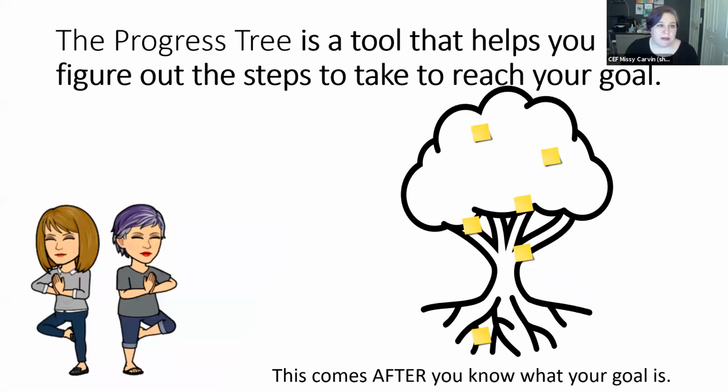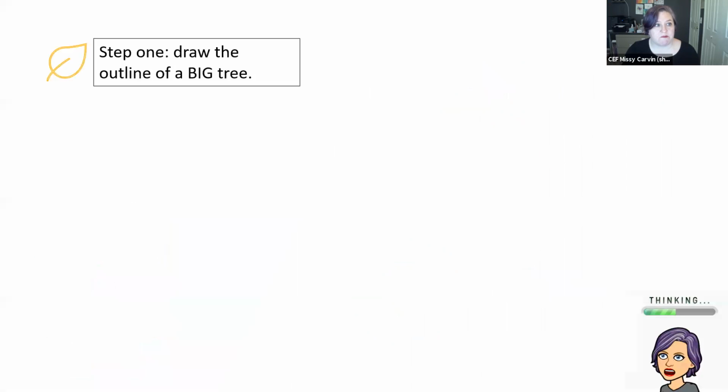The progress tree is a tool that helps you figure out the steps to take to reach your goal. So it's important to know you use this tool after you know what your goal is.